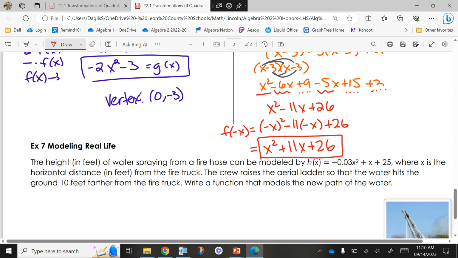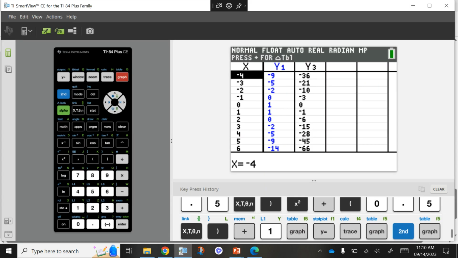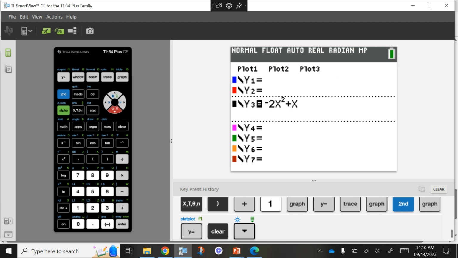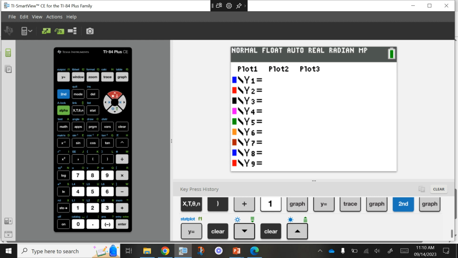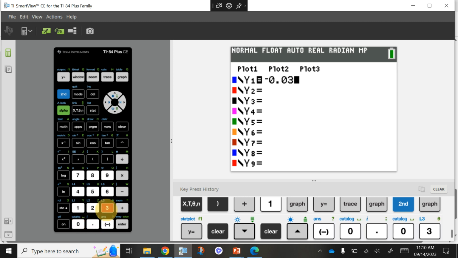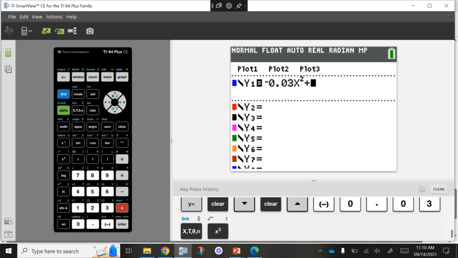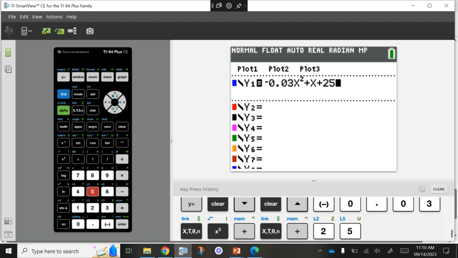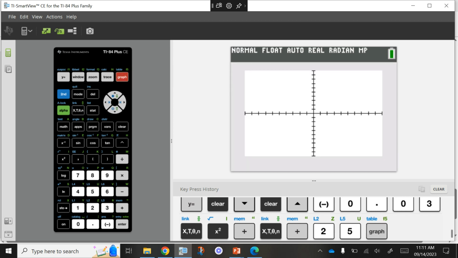Okay? We're going to use our calculator. So bring this baby back. Let's go to y equals, clear this out. We have a new problem. I'll make it blue because it's water. So here we go. Negative 0.03, I'm doing my original, x squared plus x plus 25. We good? Okay, graph. Oh no, I can't see it.